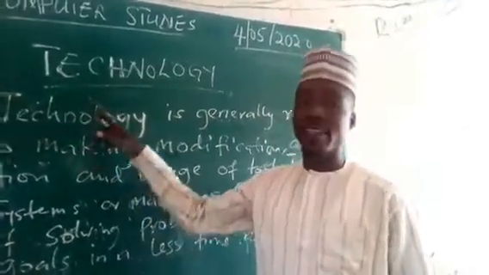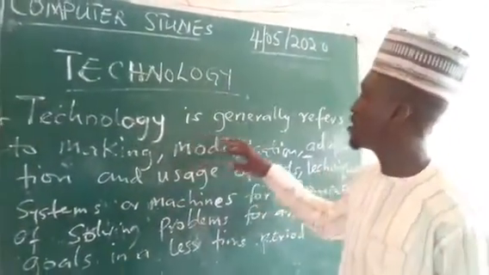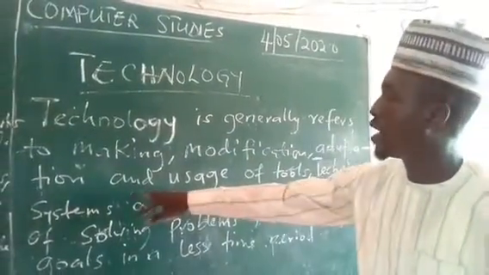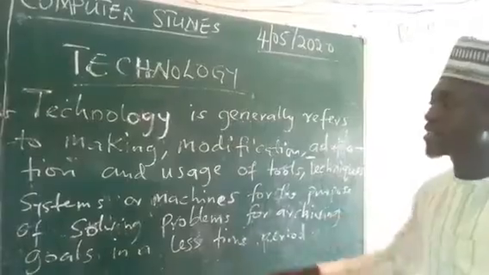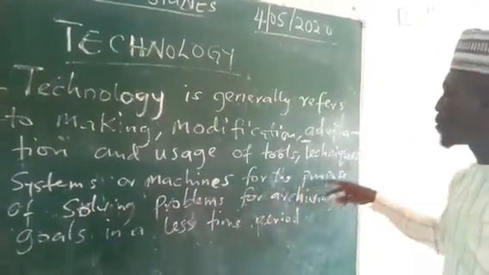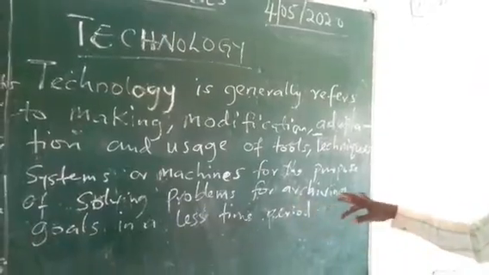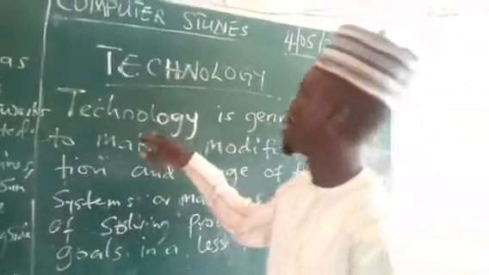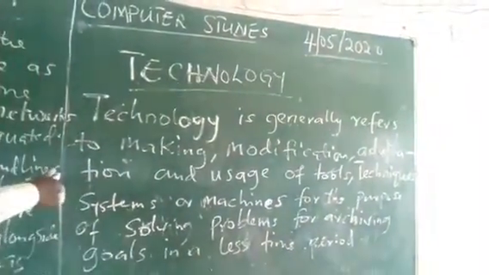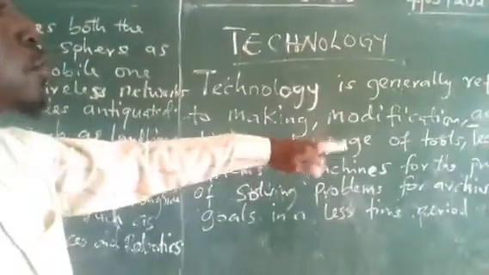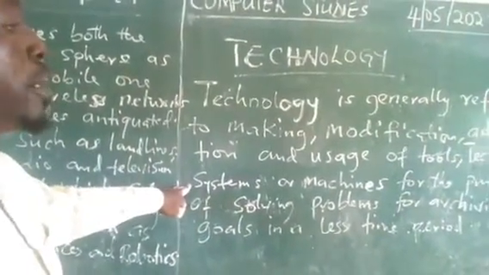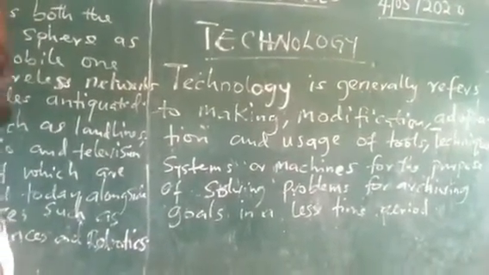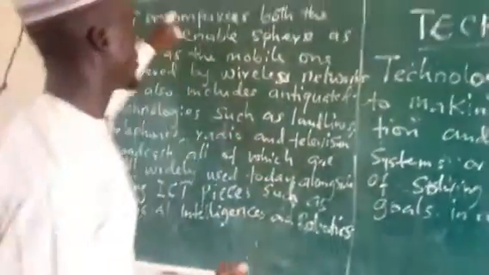Next is technology. Technology is generally referred to making modification, adaptation, and usage of tools, techniques, systems, or machines for the purpose of solving problems and achieving goals in a less time period. Next is the components of ICT.